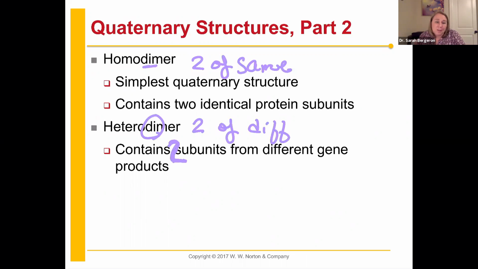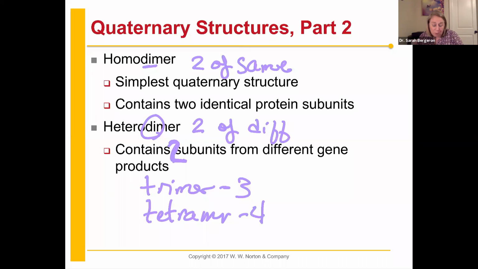So if you think about this, you could have more than just a dimer. You could have a trimer. Trimers are really common. That's 3. You could have a tetramer. That's 4. You could have a hexamer. That's 6. Those are kind of the most common ones.